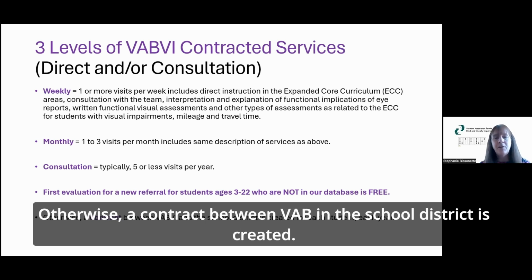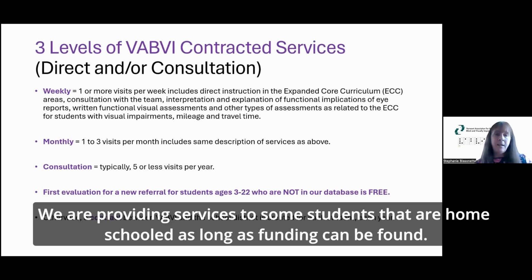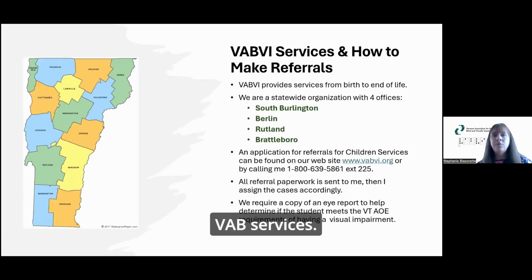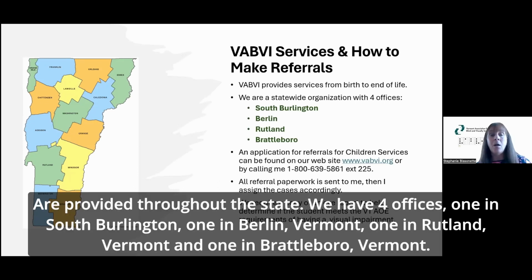Otherwise, a contract between VAB and the school district is created. We are providing services to some students that are homeschooled as long as funding can be found. VAB services are provided throughout the state. We have 4 offices, one in South Burlington, one in Berlin, Vermont, one in Rutland, Vermont, and one in Brattleboro, Vermont.